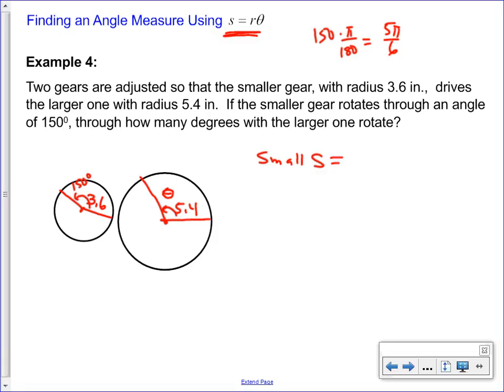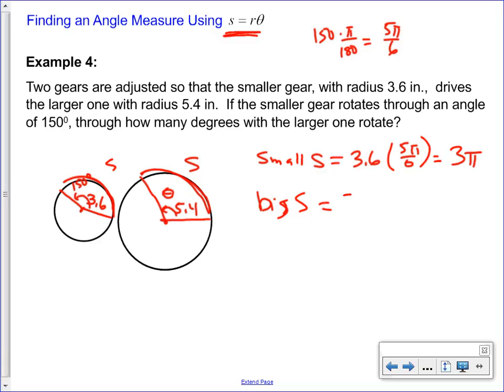So the radius of the small one is 3.6 times 5 pi over 6, which is equal to 3 pi. Just to simplify that out, you can also multiply by 3.14 and get that without pi as well. So since they travel the same distance, since this is the same distance as this, the big s will be the same as the small s.